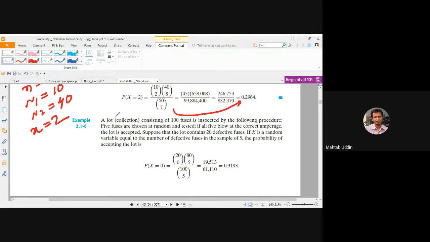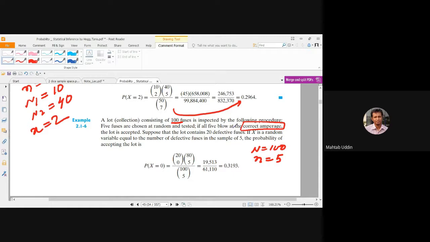Another problem. A collection of samples constitutes 100 fuses. This is N, right? N is 100. It is inspected by the following procedure. 5 fuses are chosen, so n is 5. And test them. If all 5 blow at the correct amperes, what do we want? Correct amperes, right? But still we don't know what x is.